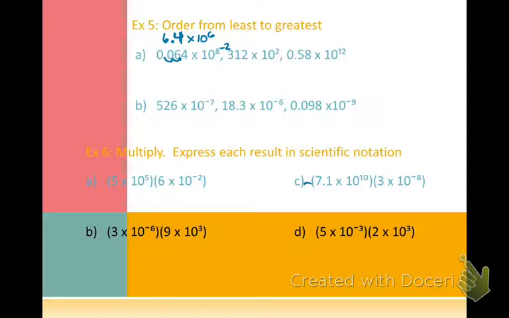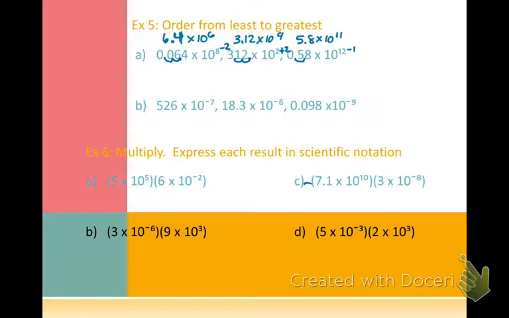And then for 312 times 10 to the 2nd, I'm going to move the decimal. The decimal's at the 2, and I'm going to move it over twice. And this time I'm going to the left, so I'm adding 2. So it's going to be 3.12 times 10 to the 4th power. And then this last one I moved it over 1 to the right, so it's minus 1. So it's going to be 5.8 times 10 to the 11th.